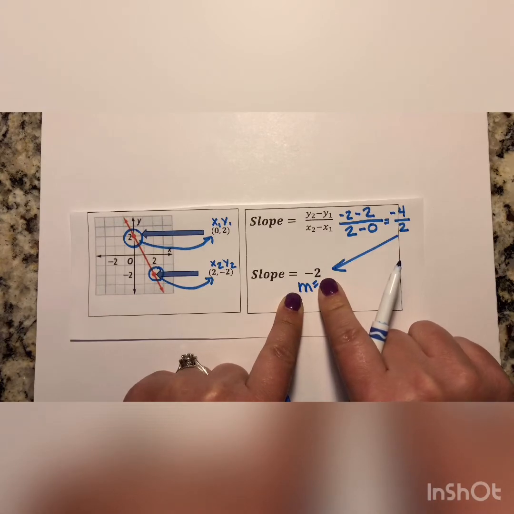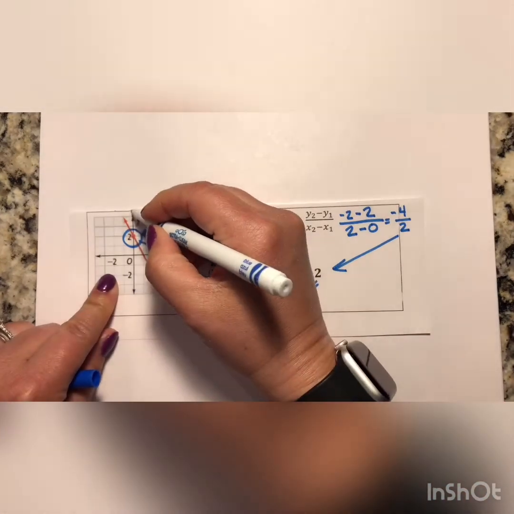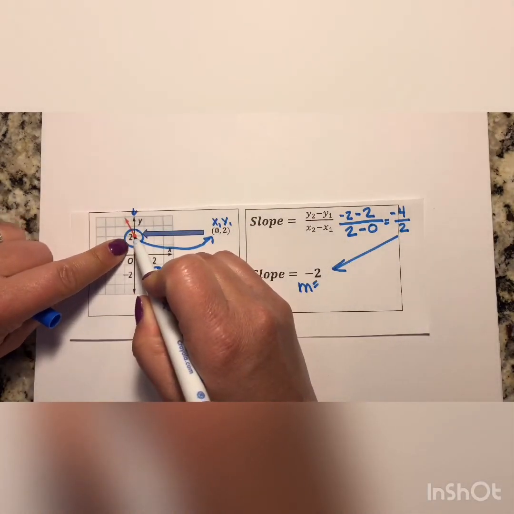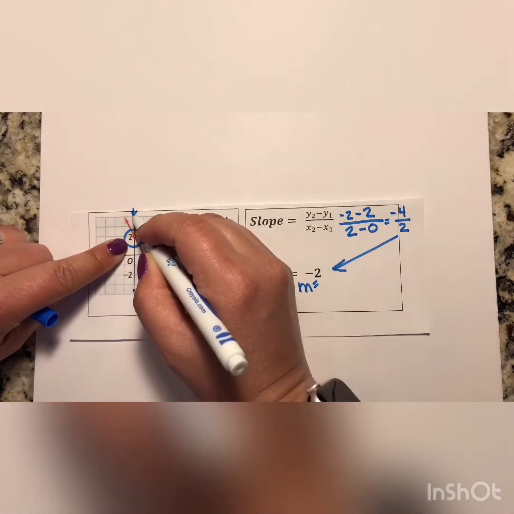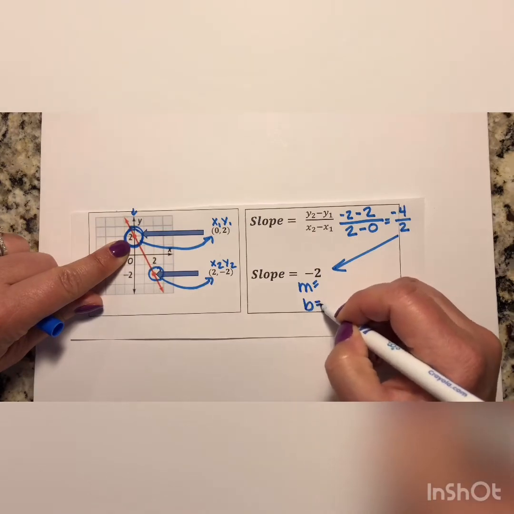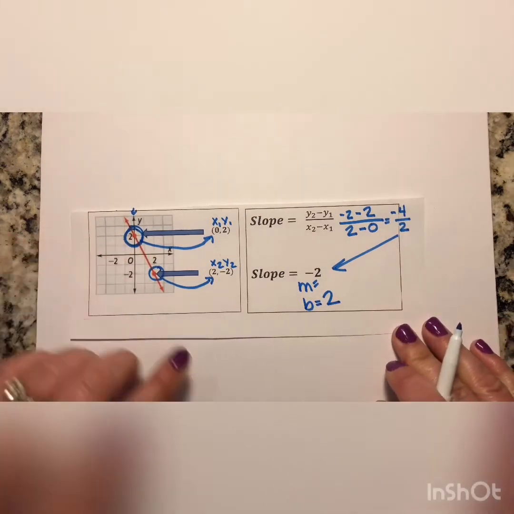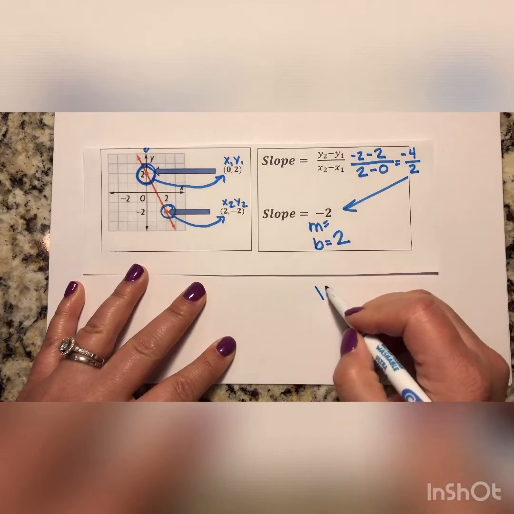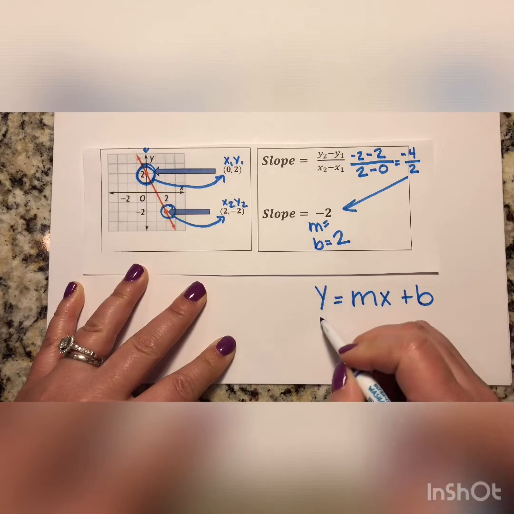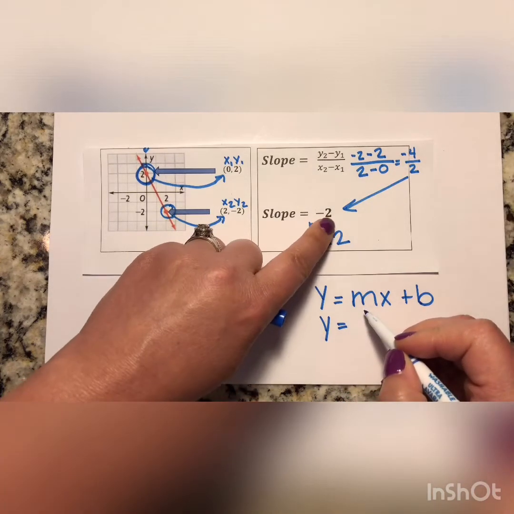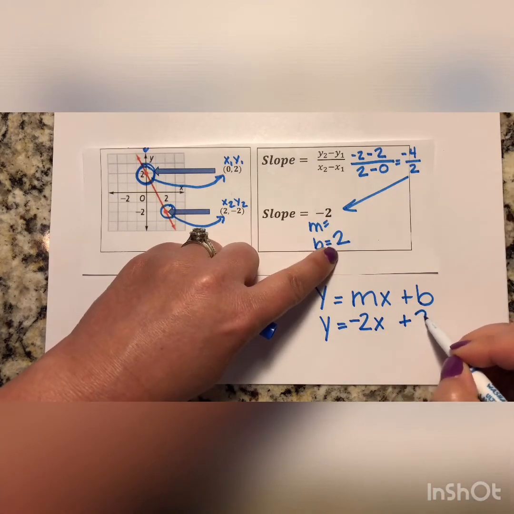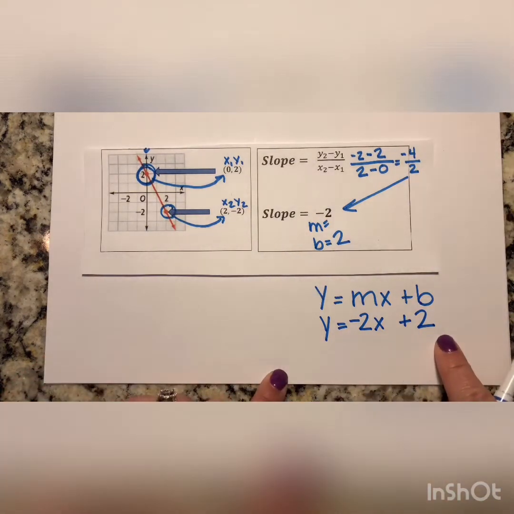Then I need to identify the y-intercept. So I see my y-axis. This is my y-axis, and the point where the line meets is at +2. Okay, so this point is my y-intercept. So the y-intercept equals 2. When I go to write the equation of my line, again using y = mx + b, y equals m, which is -2, x, plus b, which is 2. So this is the equation of the line.